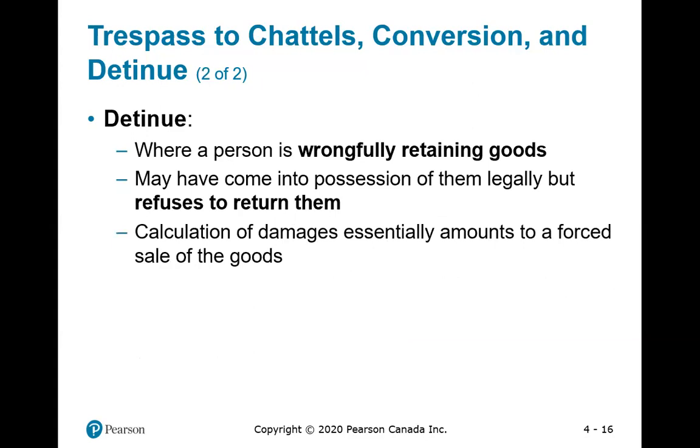Now, detinue. The word detinue here means to retain, to detain. So now it is different. Now I have legal possession of goods. The goods don't belong to me, they belong to someone else, but I have the legal possession. And the civil wrong is related to not returning the goods to whoever they belong to.